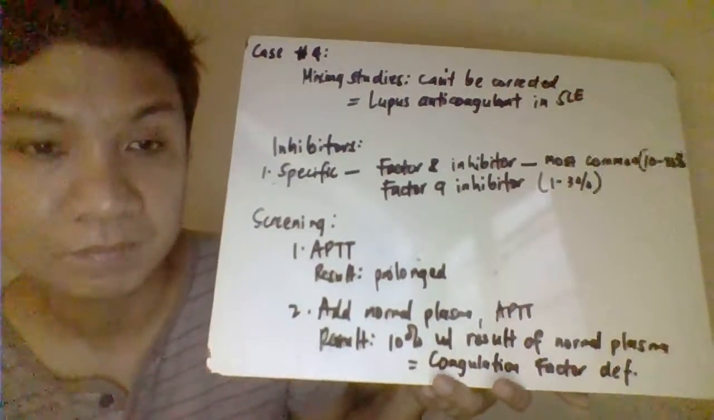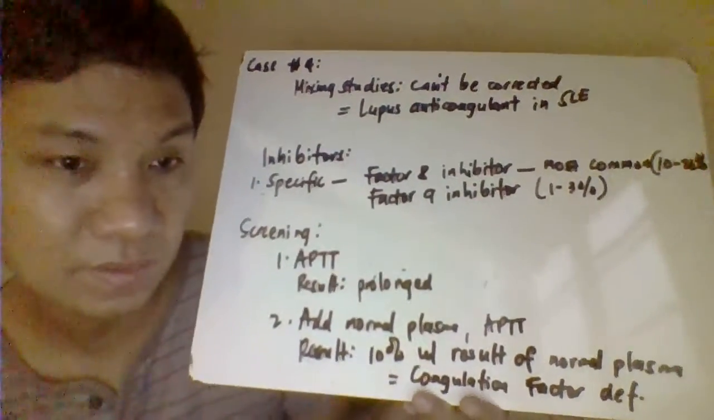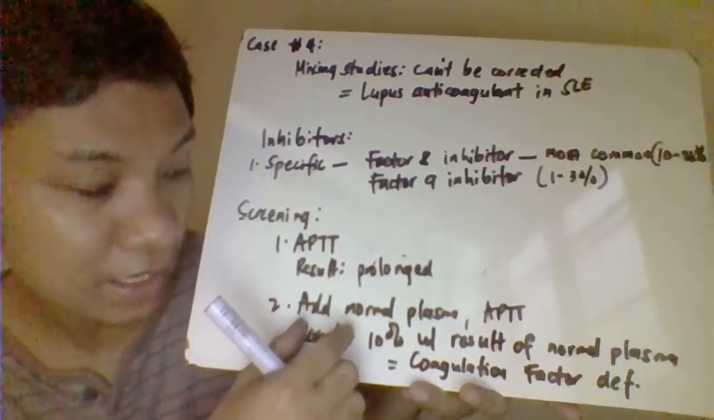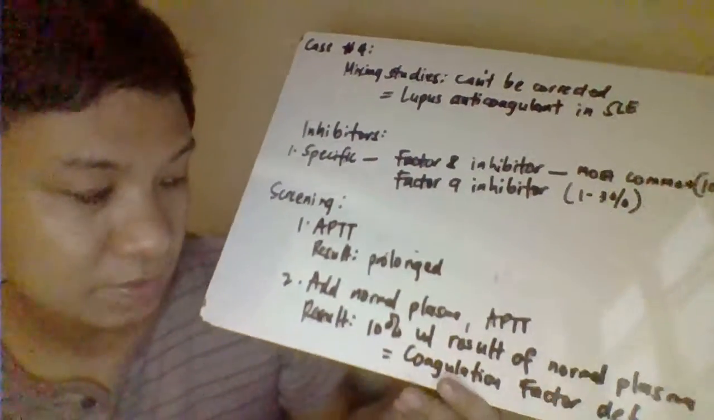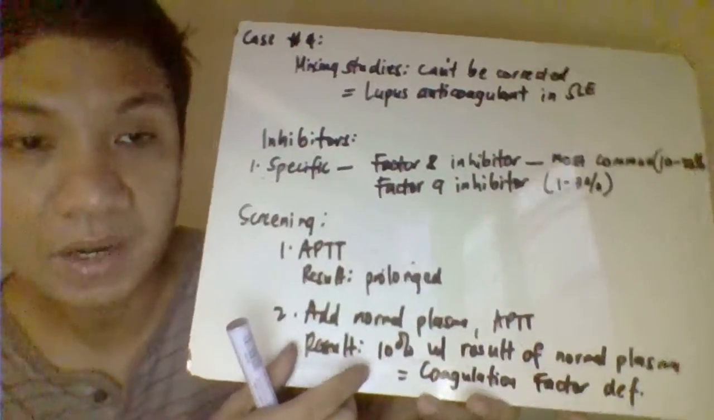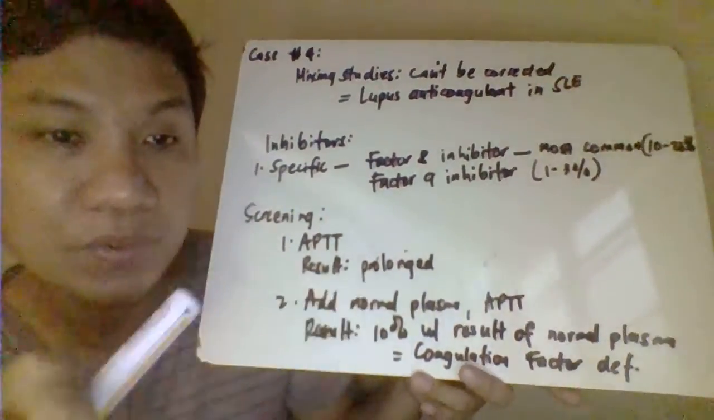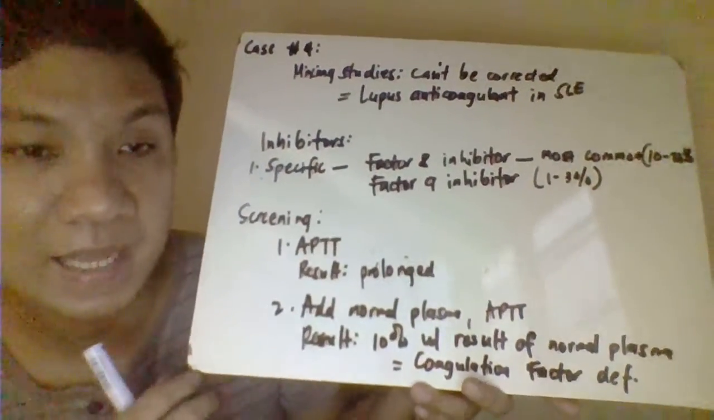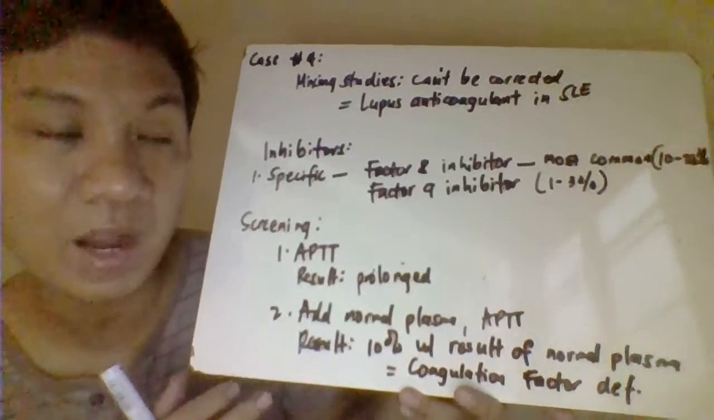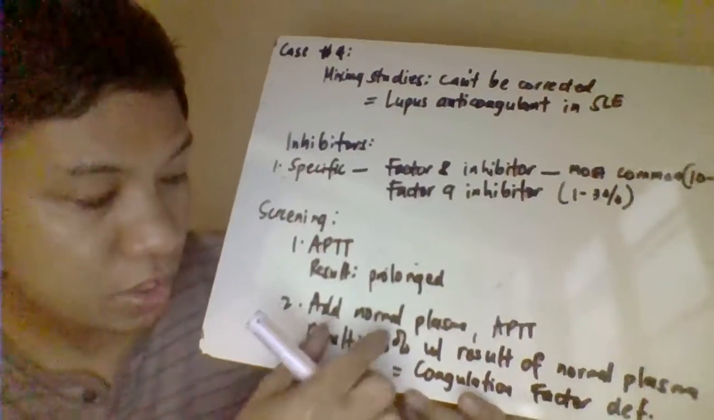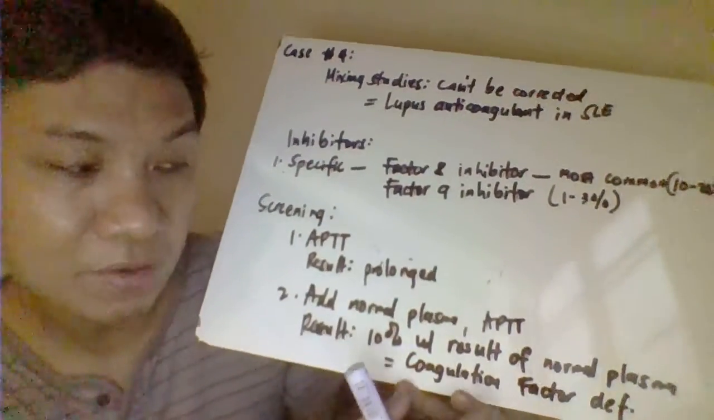Remember that your normal plasma contains all coagulation factors. Pag nag-mixing study, pag nag-add ka na, perform ka ulit ng APTT after addition of your normal plasma. Okay, if the result after addition of your normal plasma is 10% closer, malapit siya sa normal plasma natin, it will signify na na-correct ang ating coagulation, ang ating deficiency with your normal plasma. Pag na-correct siya, that will signify factor 8 deficiency.